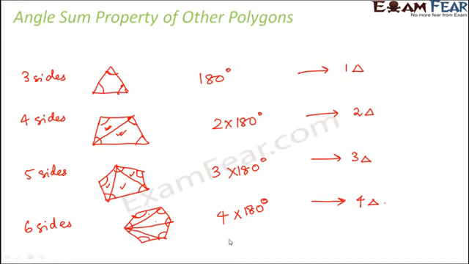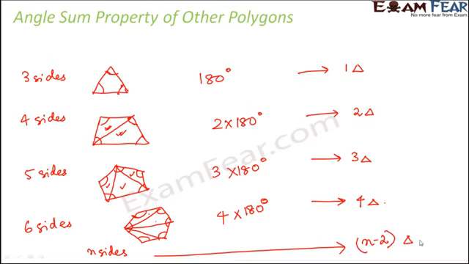So basically the trend is that if we consider a polygon with n sides, then how many triangles will it have? It will have n minus 2 triangles. That's the trend it has been following. For a triangle, n was 3, so 3 minus 2 is 1. For a quadrilateral, 4 minus 2, that is 2. For a pentagon, it was 5, 5 minus 2, that is 3. So for any polygon of n sides, by drawing diagonals, we can form n minus 2 triangles.